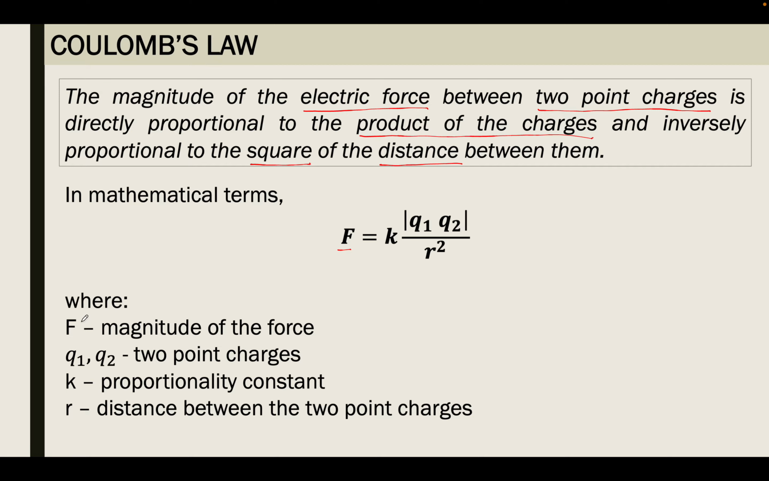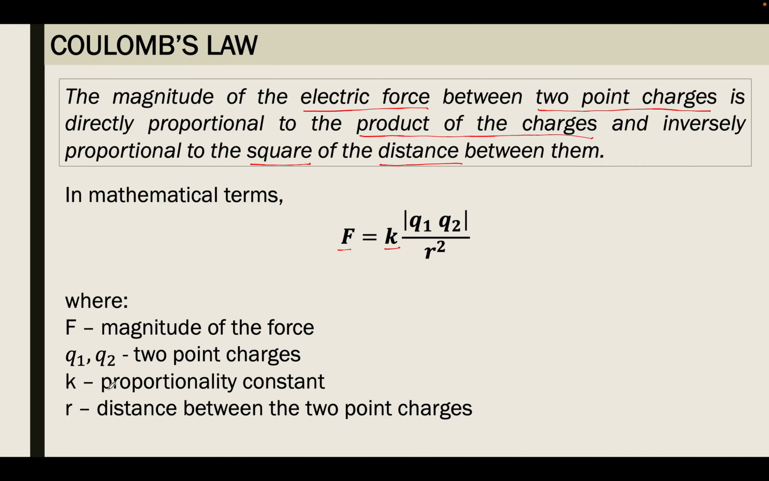So again, where our F is the magnitude of the force, our Q1 and Q2 are our 2 point charges. We have K as our proportionality constant. So we will know later on what's the value of K. And then we have R is the distance between these 2 point charges.